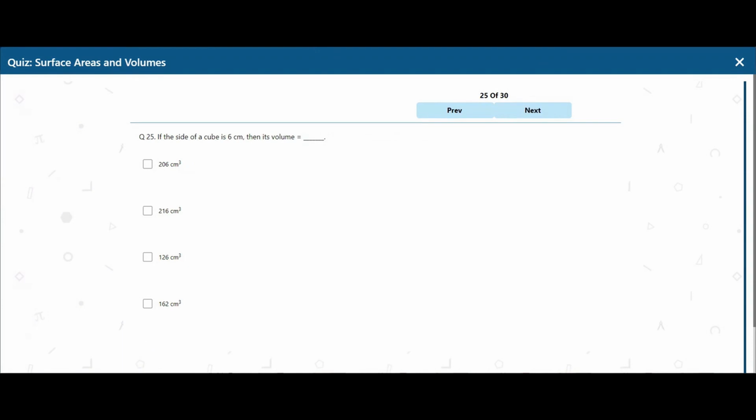Next is Shweta. Yes, ma'am. 216 centimeter cube, ma'am. Very good. Sanjana T didn't answer.